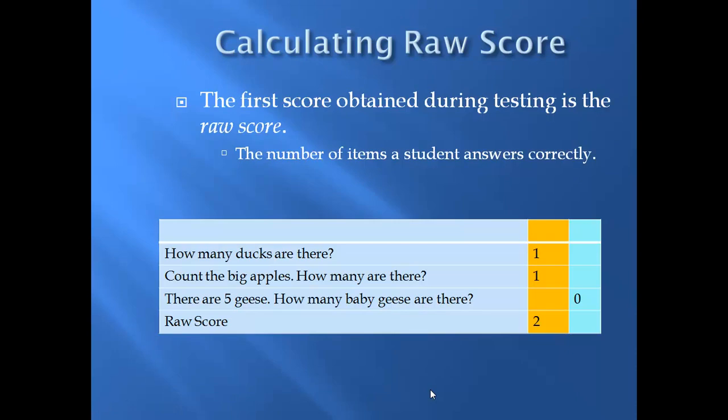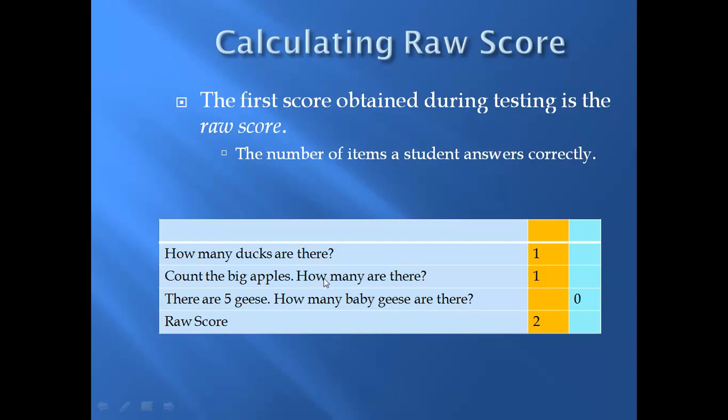Now, we want to think about calculating the raw score. The first score that we're going to obtain during testing is the raw score. That's the score that you haven't done anything with. Just think about a piece of steak that you've just gotten home from the store. You haven't done anything with it. It is raw. You still have to fix it.